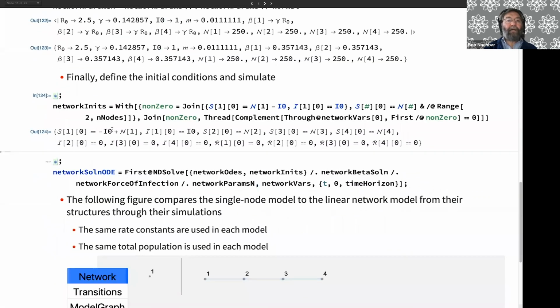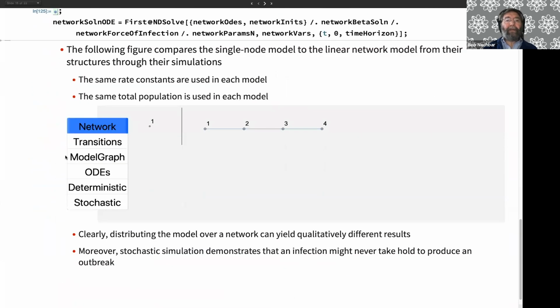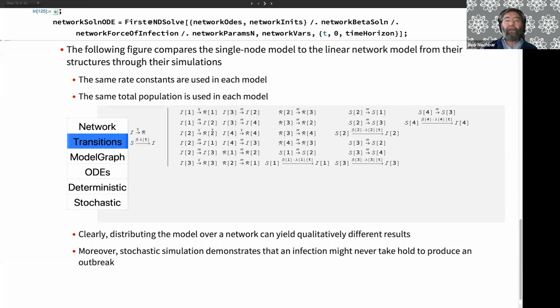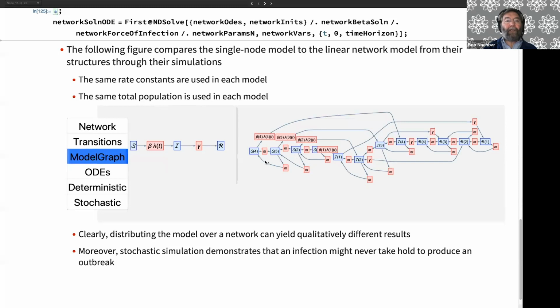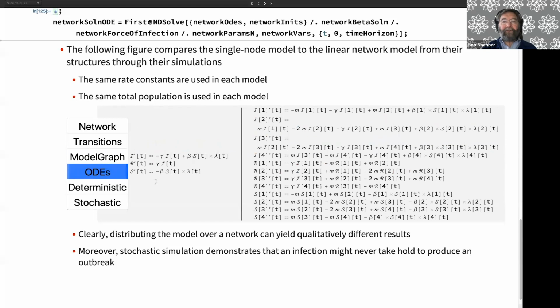Everybody starts out healthy in each of the compartments, so all the S's are non-zero, and S1 has been reduced by some number of infected people. And then we can model that. And then here's our network. This is the simple SEIR model, and this is the SEIR model on a network. Here are the transitions, just 2 here, a lot of them here, including all the migration between the compartments. We can make the model graph, and this is generated automatically from the model description. The differential equations, again, things you can see get very complicated very fast.